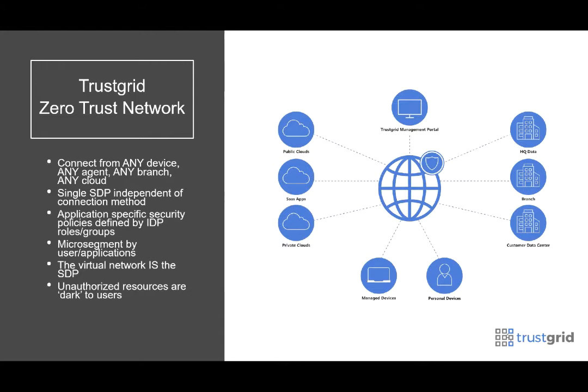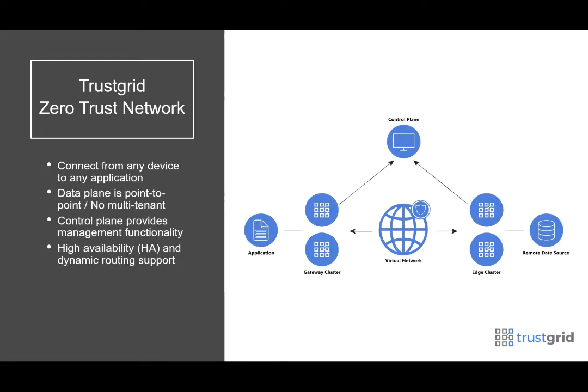Let's take a closer look at the Trustgrid network architecture. Here we have a fairly common Trustgrid deployment. On the left-hand side, we have a centralized application residing in a public cloud environment, connecting into the virtual network overlay by virtue of a gateway node cluster. On the right-hand side, we have a data set in a private data center connecting into the network by virtue of the edge node cluster.